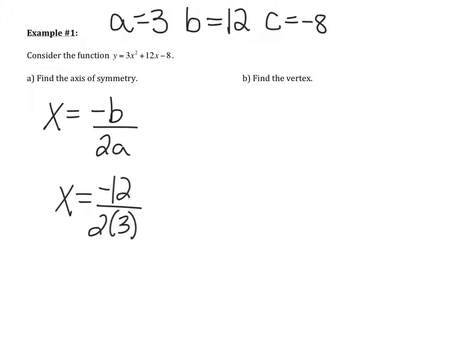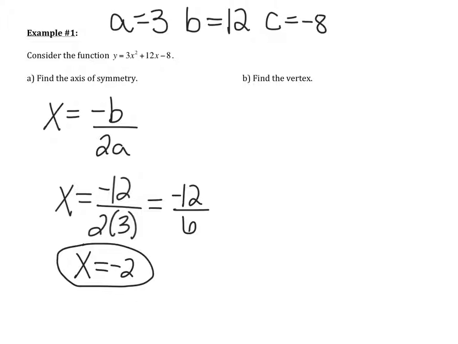So again, if you type this into your calculator without thinking about the order of operations, we will get the wrong number. So again, rely on your magnificent brain. So we have negative 12 over 6, which would give me x equals negative 2. Again, it has to be x equals because the axis of symmetry is a line, so we need to write it as an equation of a line. So don't forget your x equals.